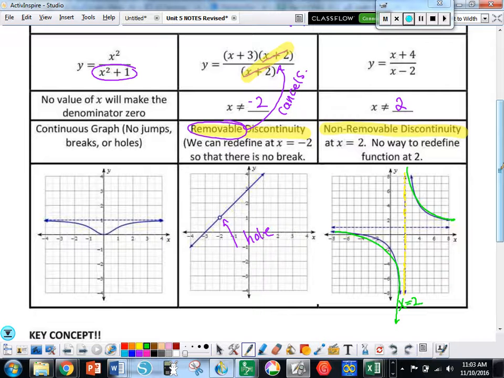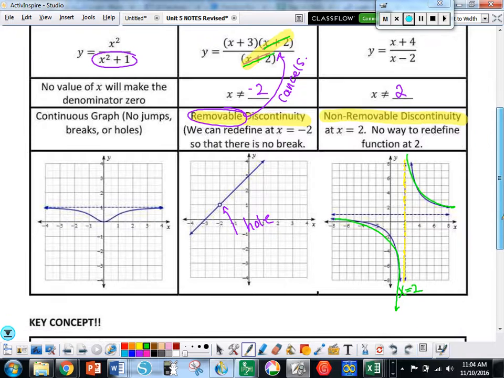Okay, so there's kind of just a preview of the 3 different things that could happen. Either the denominator won't ever be 0, which means there's never going to be any holes or breaks in the graph, or the denominator will cancel with the numerator and you'll just have a hole. Or it doesn't cancel and then you have this weird thing going on. Graph through all sorts of pretty stuff.